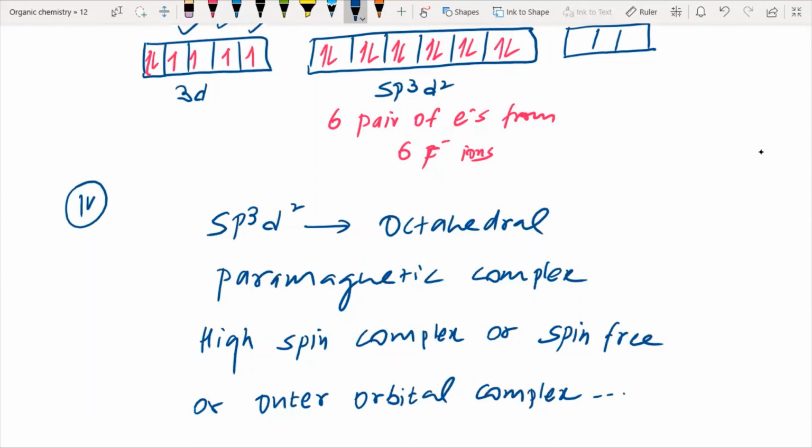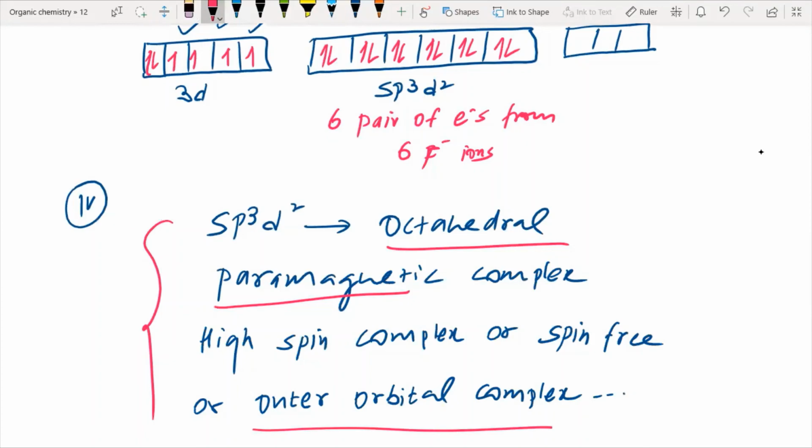So with the help of this valence bond theory concept, we got the answer that this complex has sp3d2 hybridization, meaning octahedral geometry is there, it's paramagnetic, and an outer orbital complex. Thank you very much.